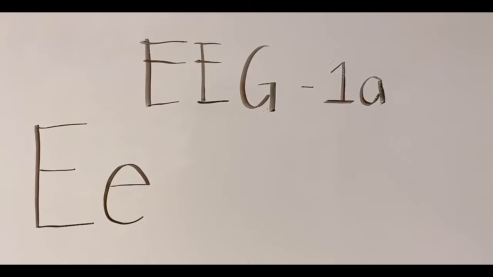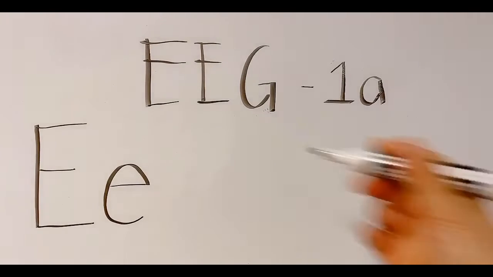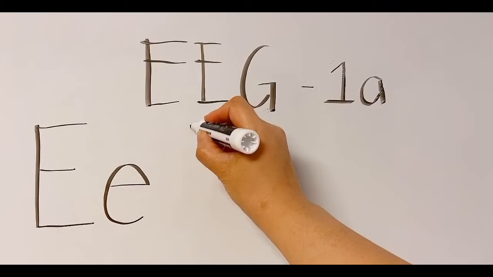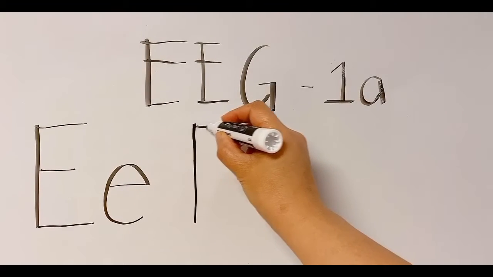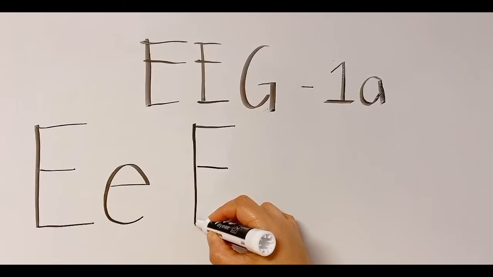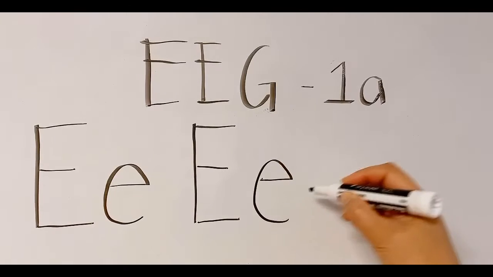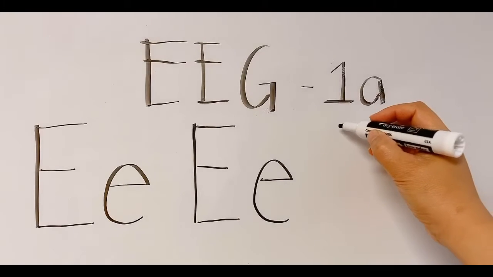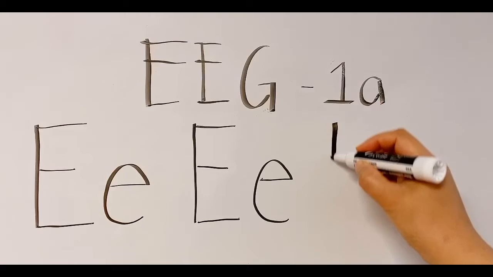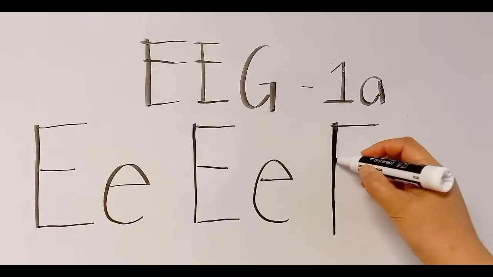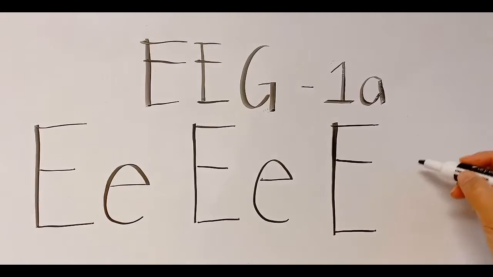Next is the letter E. Capital E, small letter E. Okay, let's write them. Capital E and the small letter E, or the baby E. Again, capital E and the small letter E.